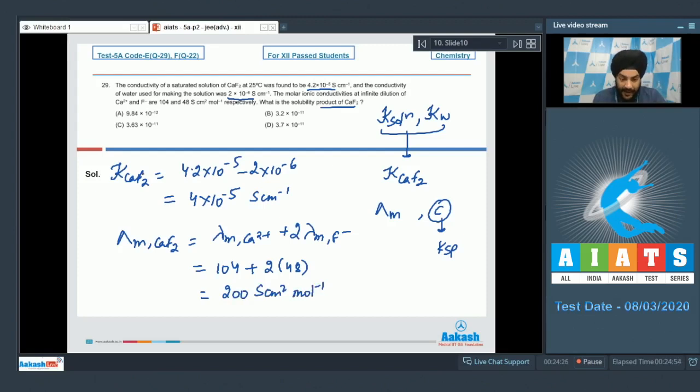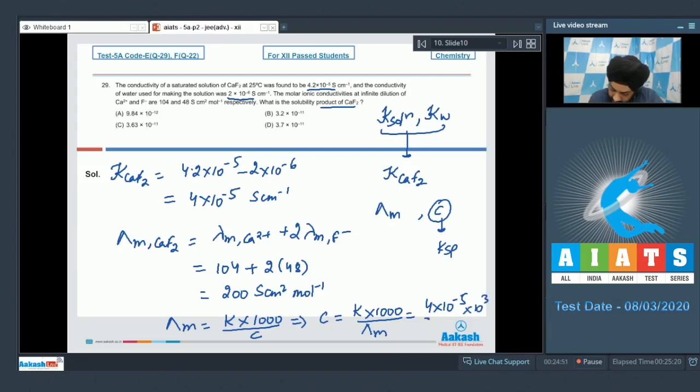Now students, using this kappa and lambda m, we can find the solubility or the concentration. We know that lambda m is equal to kappa into 1000 divided by C for the given system of units. So we can put the value of C as kappa into 1000 divided by lambda m. Kappa is 4 into 10 to the power minus 5 into 10 to the power 3 divided by lambda m, which is 200. On simplification, students, this gives us a value of C equal to 2 into 10 raised to power minus 4 molar.